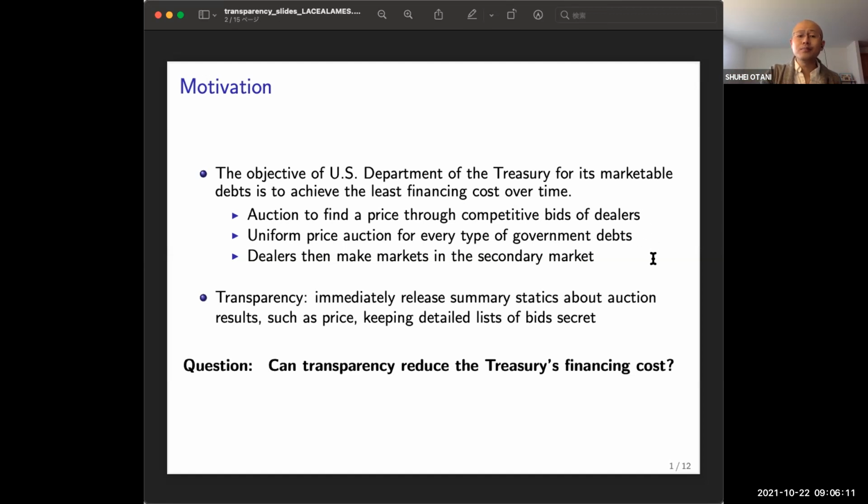And those dealers play an important role in the secondary market. They create markets and resell the securities to their individual customers. As one of the debt management strategies, the Treasury immediately discloses some summary statistics about auction results, such as the price. However, little is known about the effects of the transparency policy on the welfare in the Treasury security markets. So that's the question in this paper.